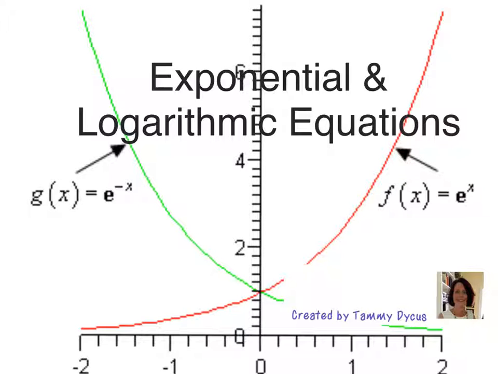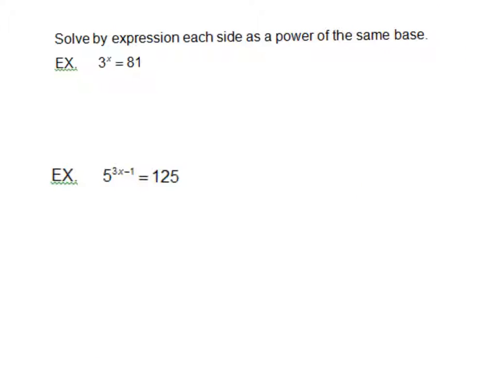Exponential and logarithmic equations. We can use all of the exponent and logarithm rules to solve equations that have variable exponents. These first problems say expressing each side as a power of the same base. So the first problem says 3 to the power of x equals 81.